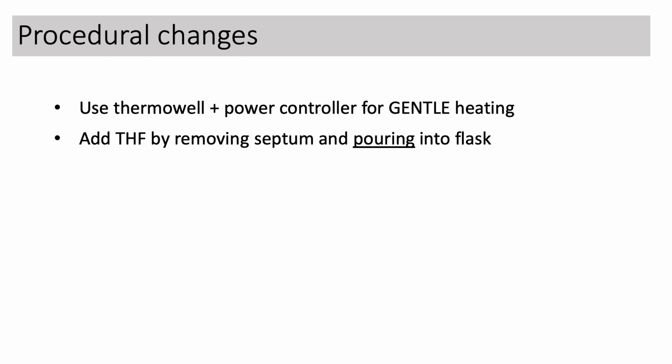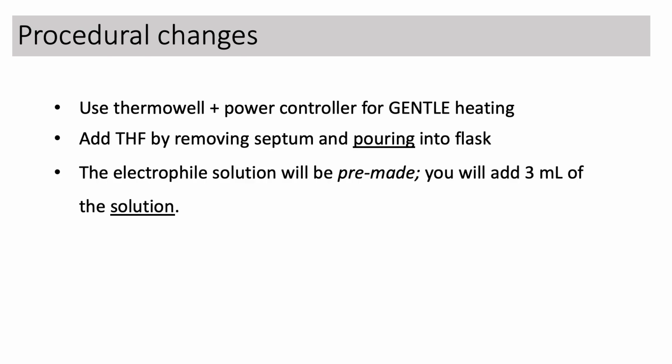So we'll just go ahead and measure out the THF using dry glassware. Like, I don't mean flame dried glassware, I just mean something that you haven't washed. Just make sure it doesn't have any moisture, any water in it. So you'll measure out your THF in a graduated cylinder that's dry and just pour it into the flask. Then the third procedural change is that we are going to go ahead and make up the solution of the electrophile for you, so you do not need to worry about that. You will go ahead and add 3 mLs of the solution.